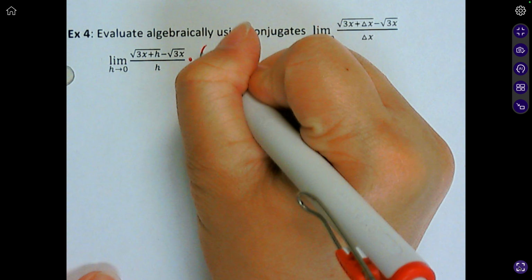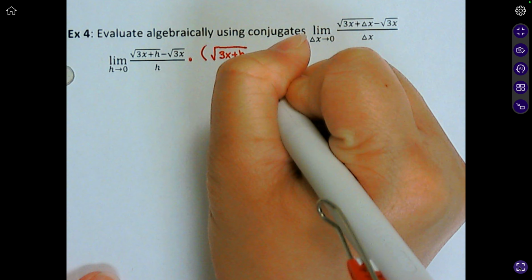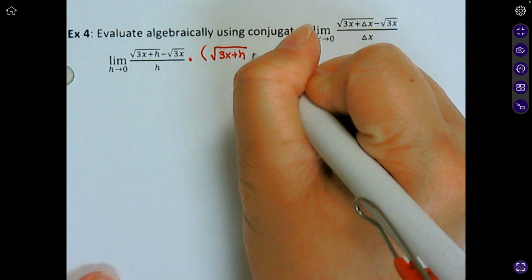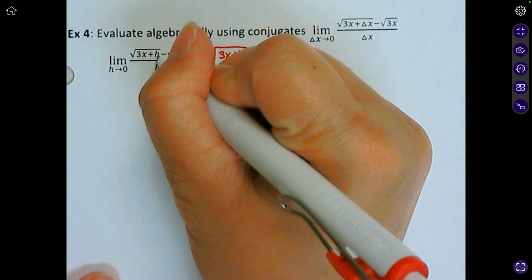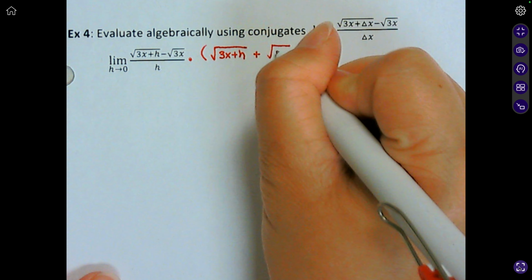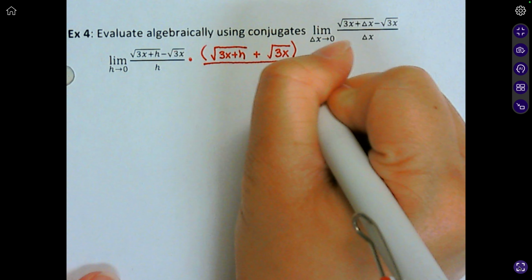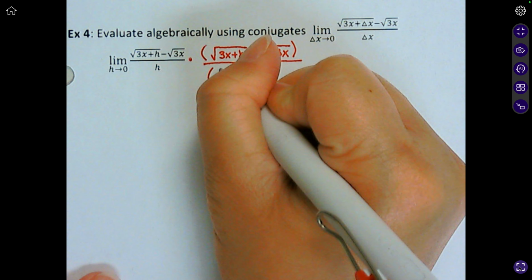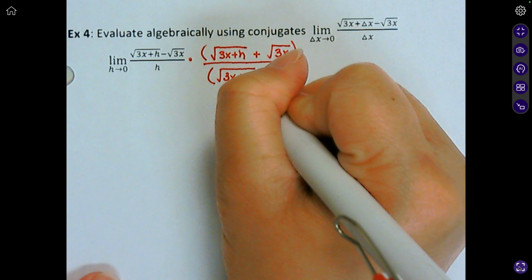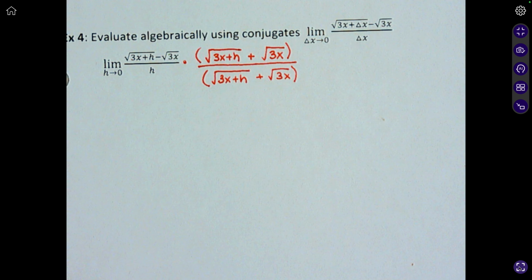So the conjugate for us is going to be the square root of 3x plus h. So same terms, but opposite sign between the two terms. So if this is a negative, this has to be a positive. So that's a plus square root of 3x. And you're going to have to do that to the top and the bottom. Okay? Because essentially you are multiplying by 1, so it will not change your ratio.